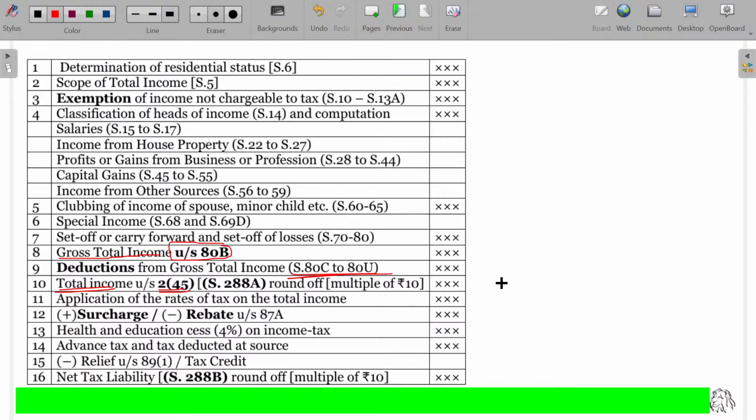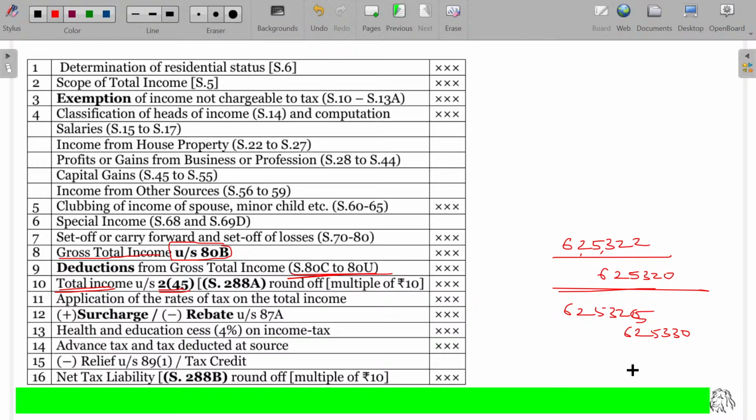Now, the total income may be 6,25,322. This can be rounded off to the nearest 10, which is 6,25,320. Similarly, 6,25,326 can be rounded off to the next higher number, 6,25,330. That is also the nearest number. Rounded off to the nearest 10 rupees.